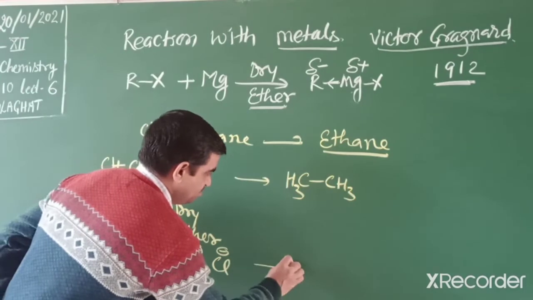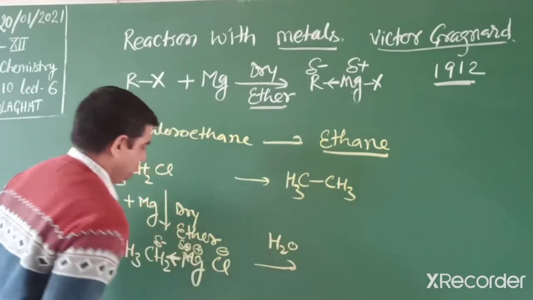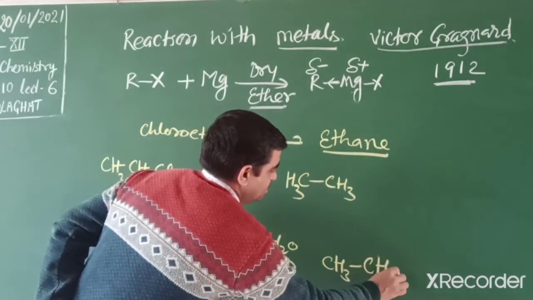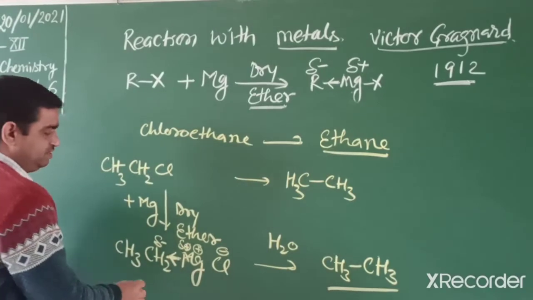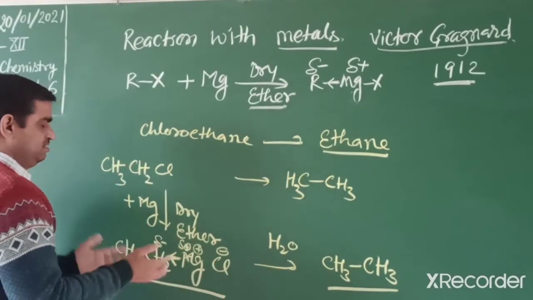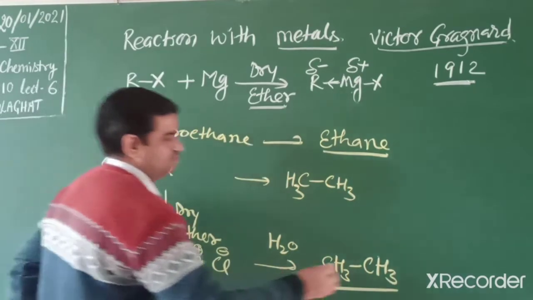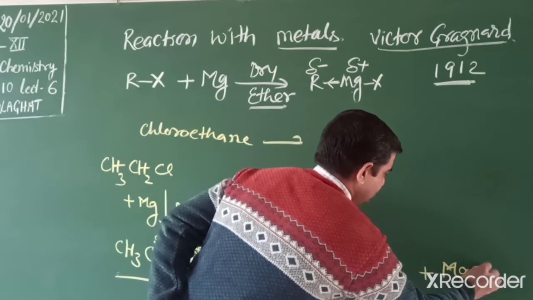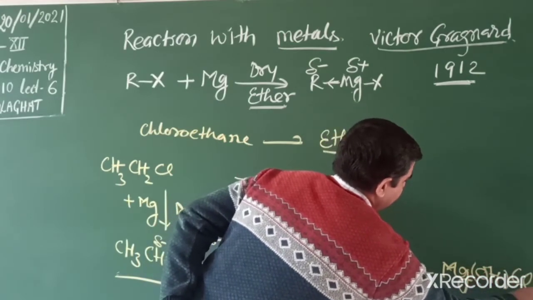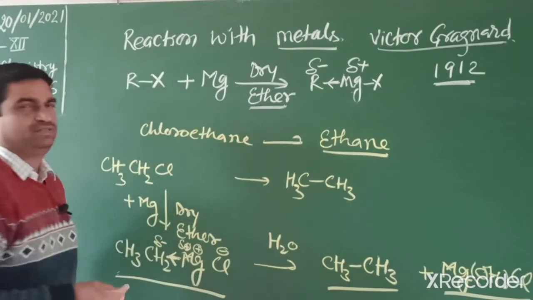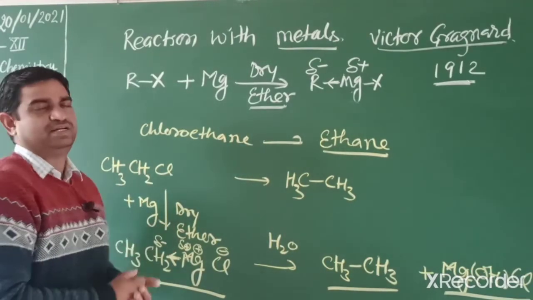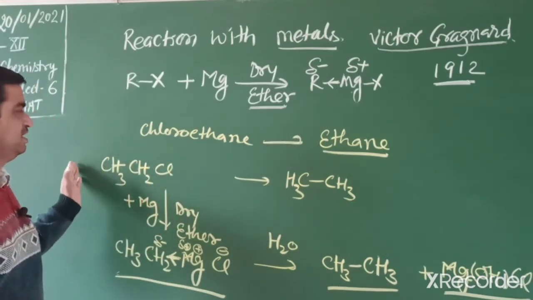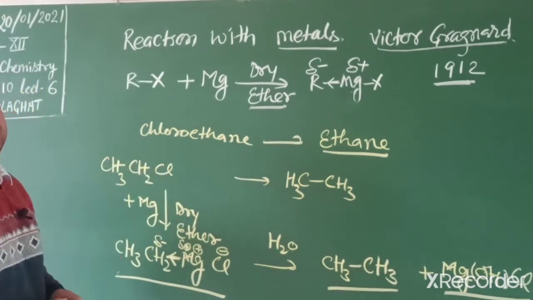Further it reacts with water, so it absorbs moisture and we get ethane as the compound. Because this is a Grignard reagent and it reacts with water, it abstracts a proton, and the other product we can write is MgOHCl. So in this way, students, we can prepare any hydrocarbon. If you want butane, then we have to take a butyl halide.